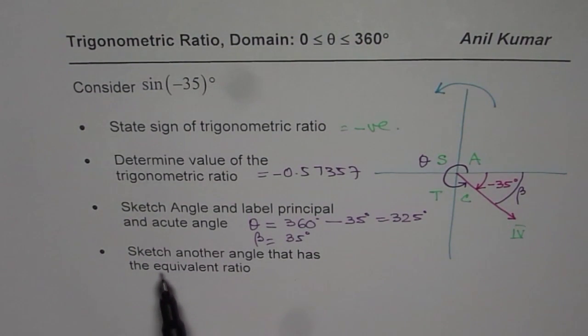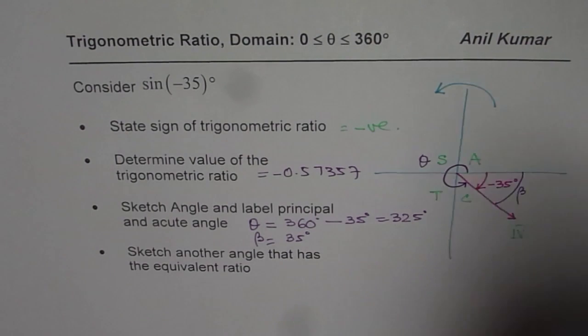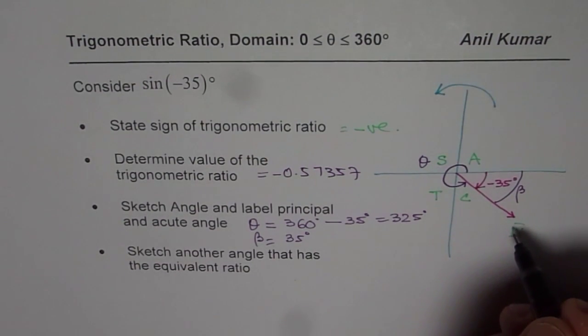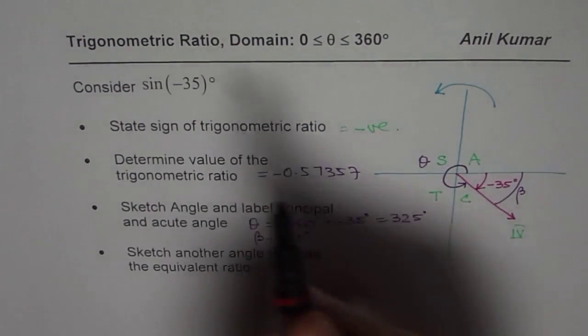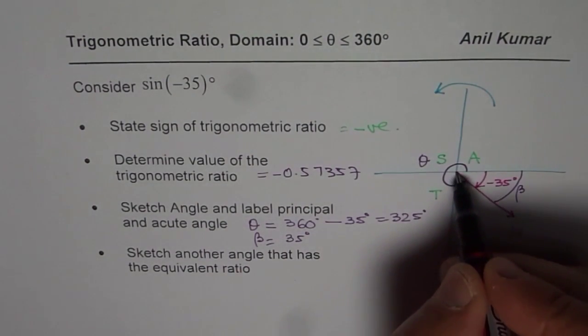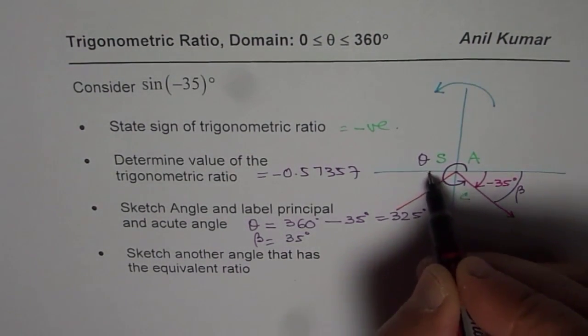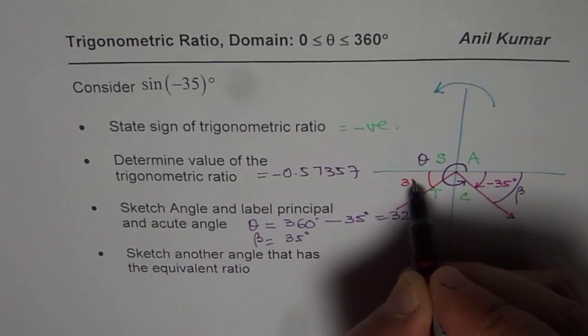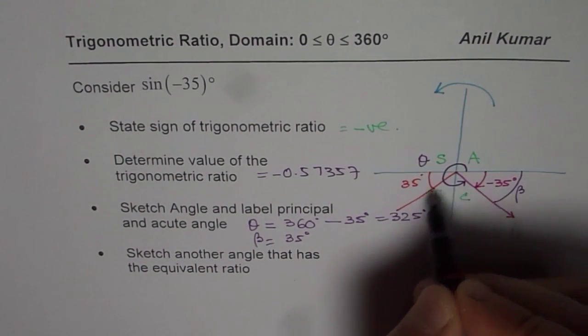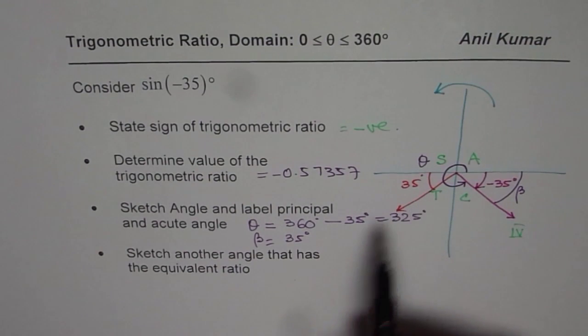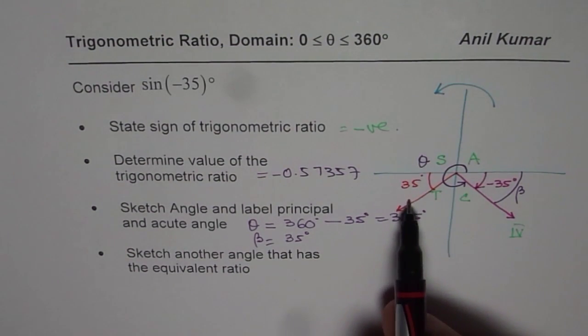Now the last part is sketch another angle that has an equivalent ratio. Since we have a negative value of sine here, and the negative value of sine is also in quadrant 3, we have to sketch in quadrant 3 with the same acute angle of 35. You get the point. Only then we will have the same value, right? That is an equivalent angle.